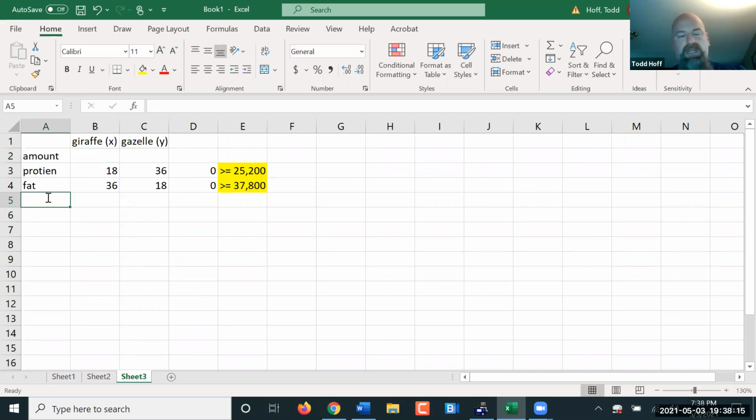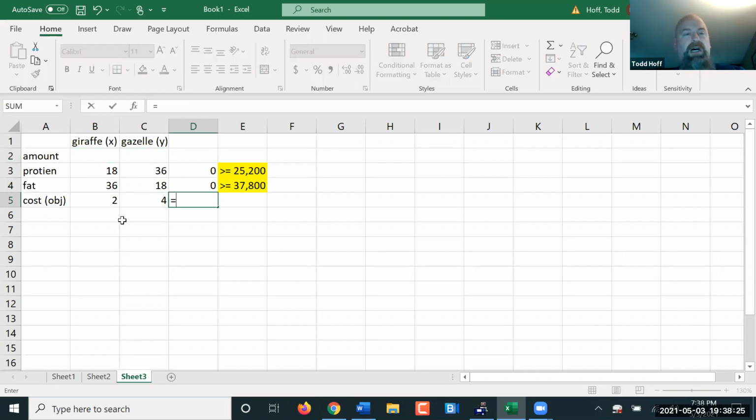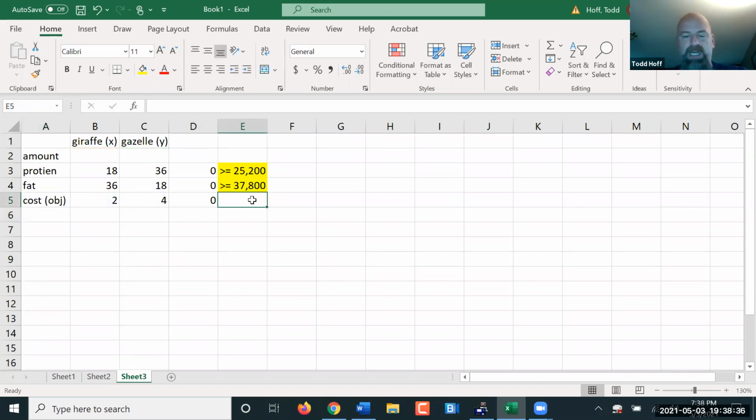And then I'm going to put in my cost. This is my objective function. It's $2 per pound for giraffe and $4 per pound for gazelle. So the total cost will equal $2 times the pounds of giraffe meat plus $4 times the pounds of gazelle meat. And we want to minimize this.